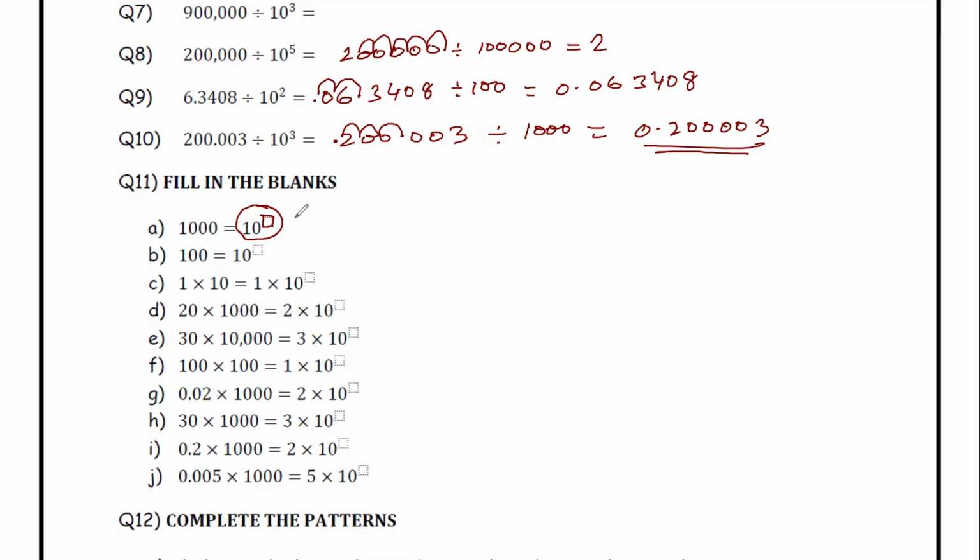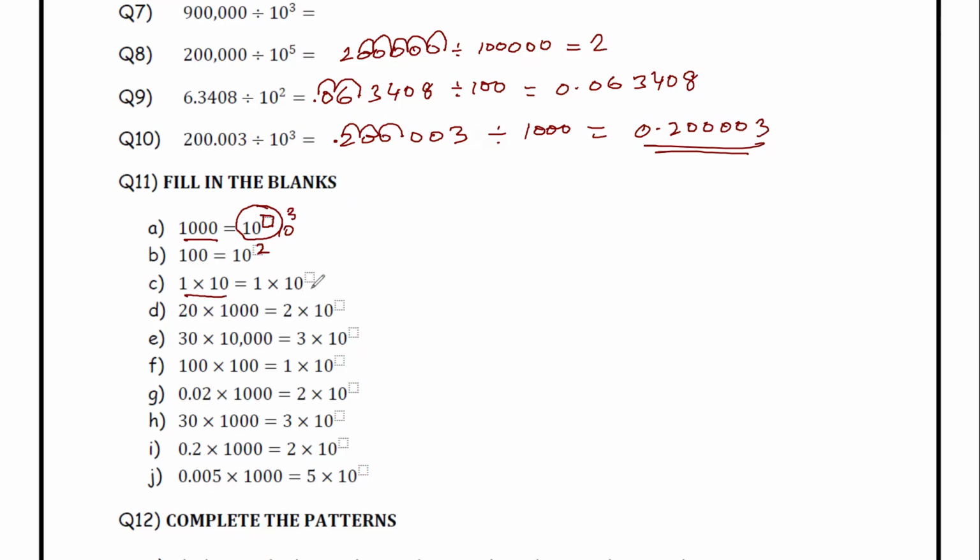Indices. I think indices is the right pronunciation. Anyway, all they're asking is 1,000 is 10 to the power what? So it's 10 to the power 3. Okay. 100 is 10 to the power what? It's 10 to the power 2.